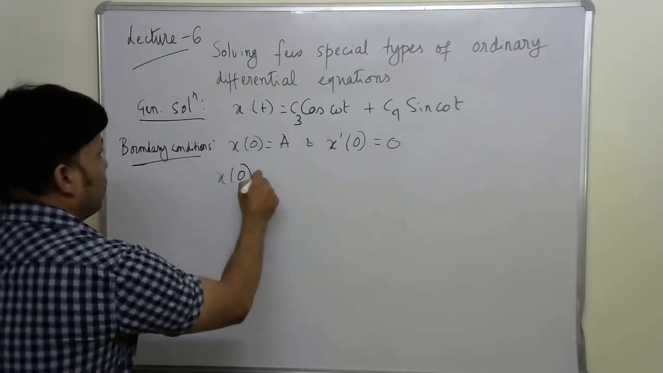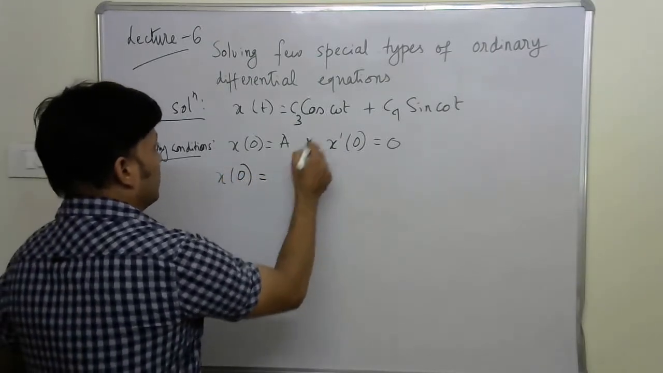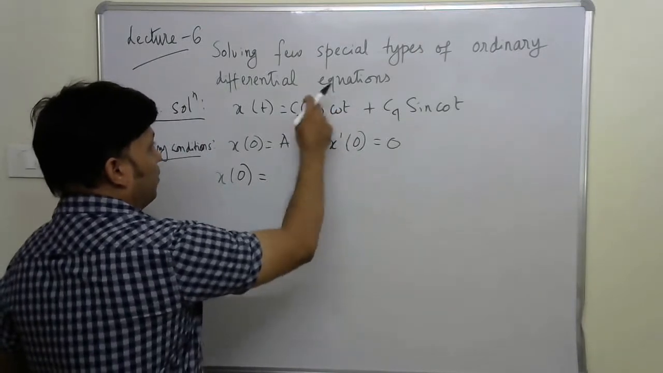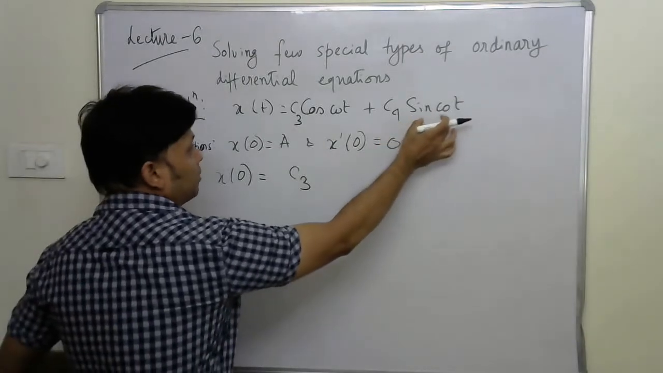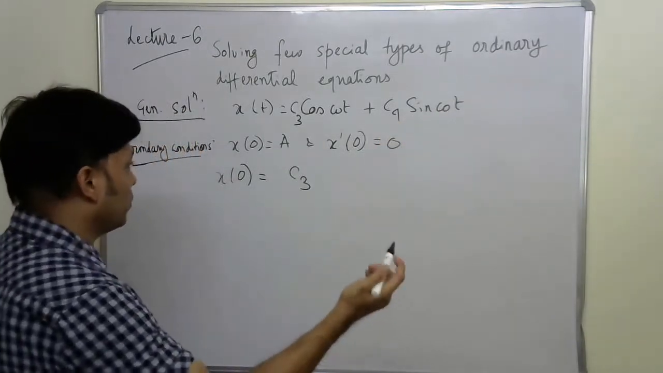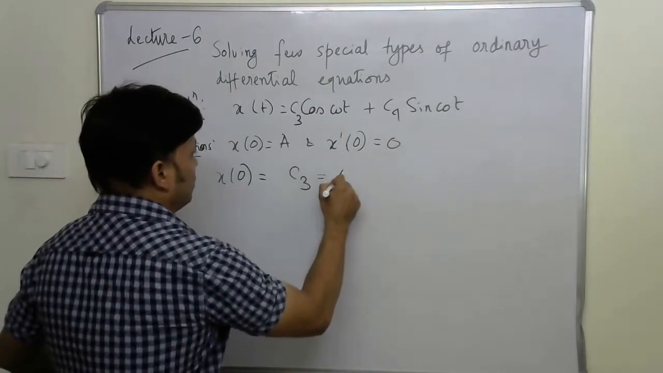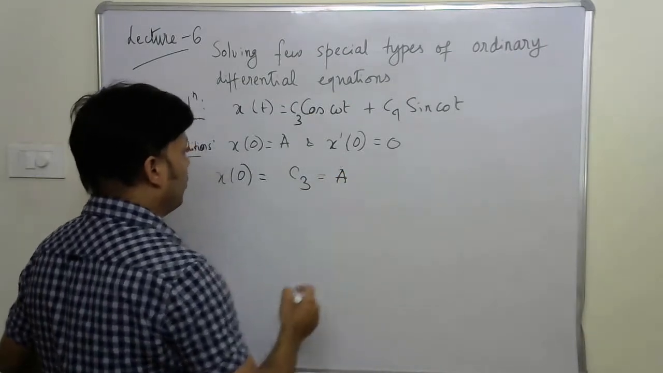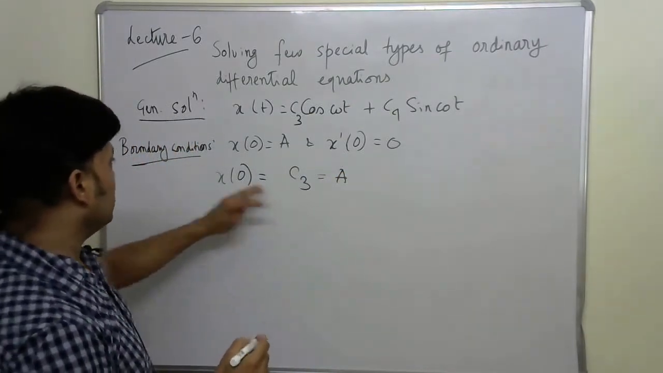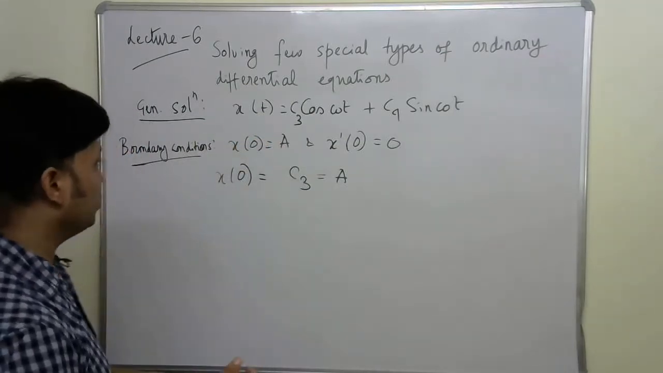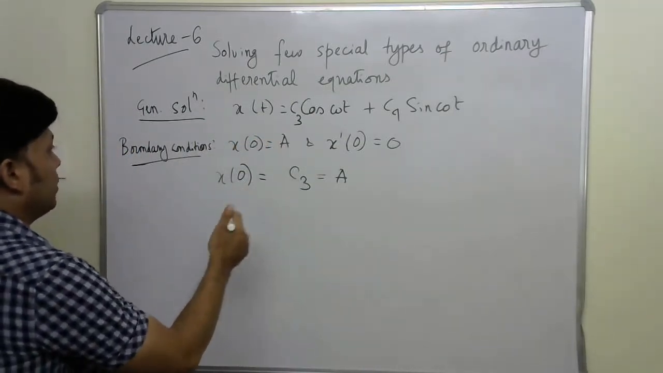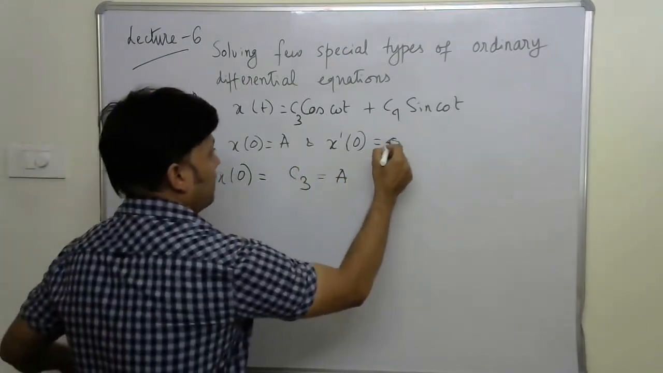Putting t is equal to 0 in this equation, we get x(0) is equal to, since t is equal to 0 makes this unity, c3 multiplied by 1, and this part becomes sin 0 which is equal to 0. So it tells me that c3 is equal to a. So therefore we already solved the particular constant of integration, c3 is equal to a.